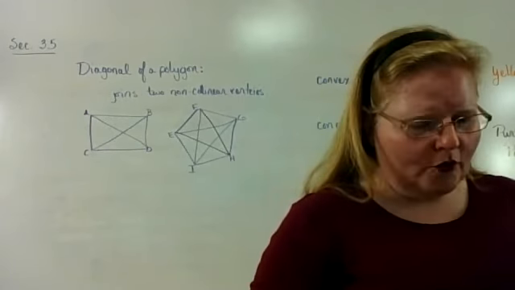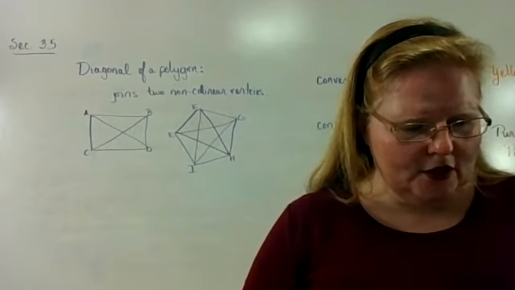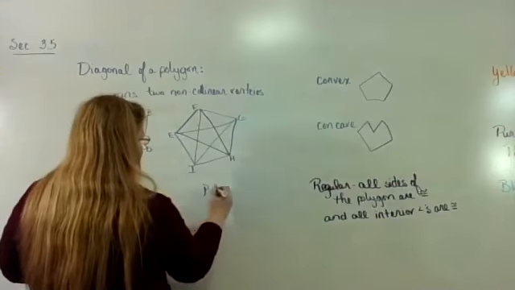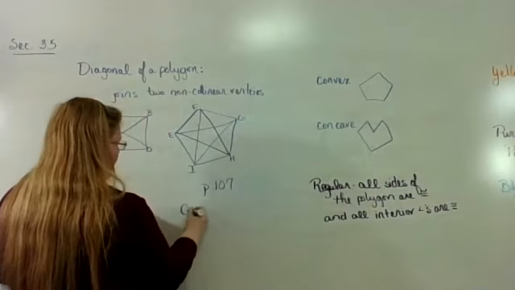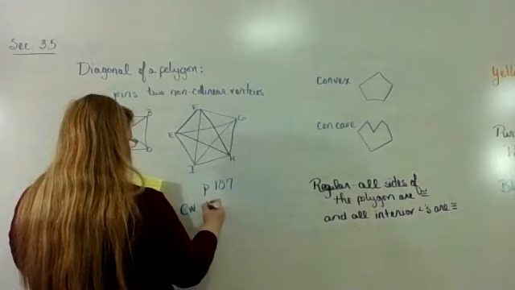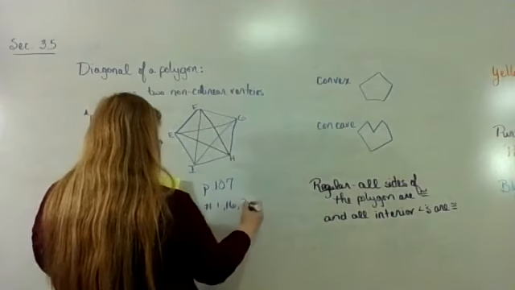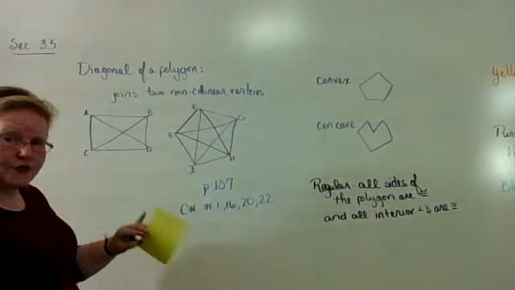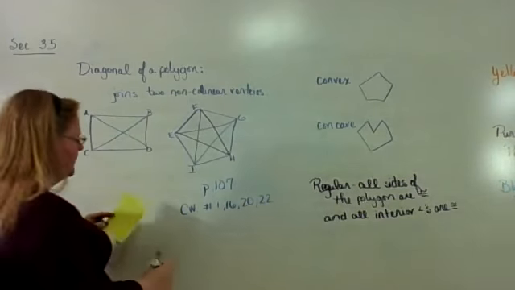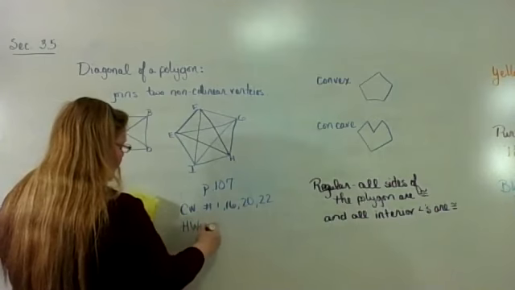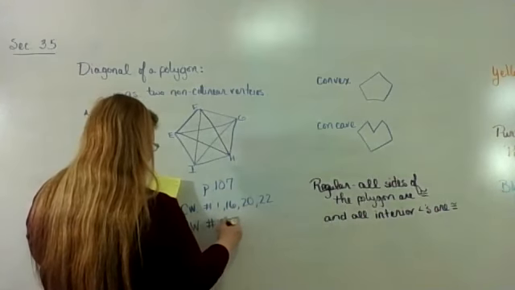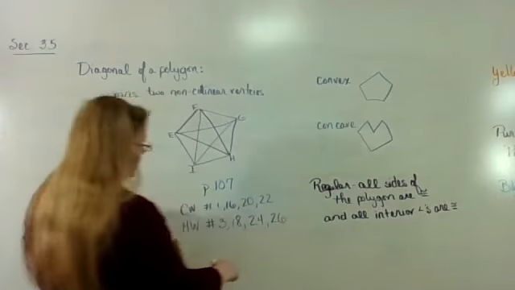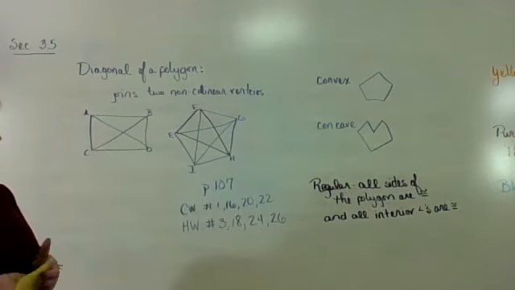So, classwork and homework. It is located in the practice exercises on page 107. The classwork is going to be numbers 1, 16, 20, and 22. And I once again made sure that all the answers to these were in the back. Awesome me, just saying. Homework is going to be numbers 3, 18, 24, and 26. Still not a lot. You can handle this stuff.